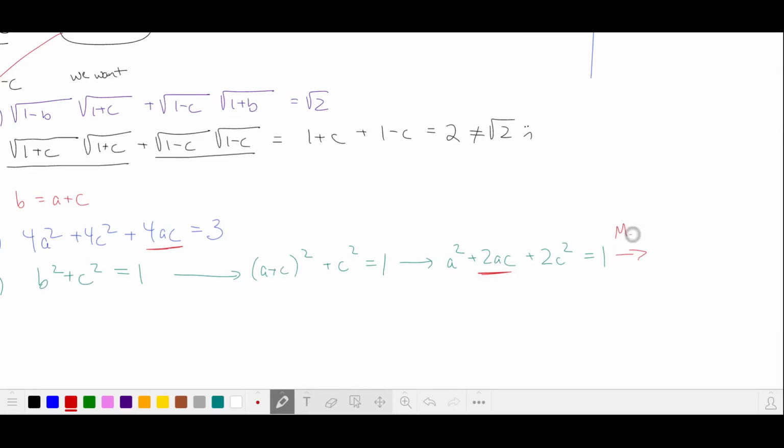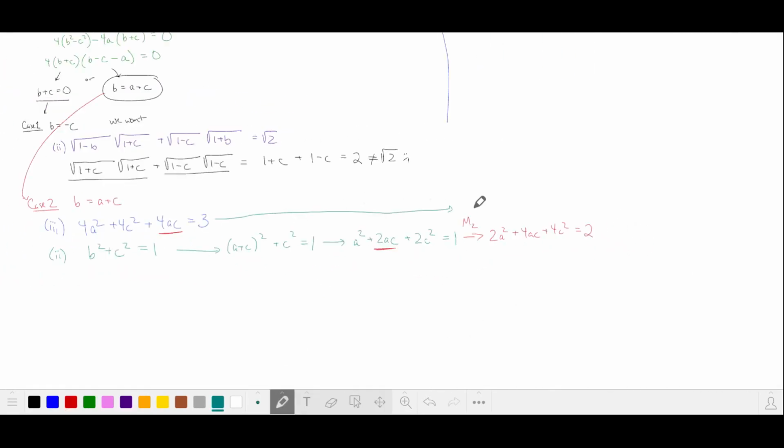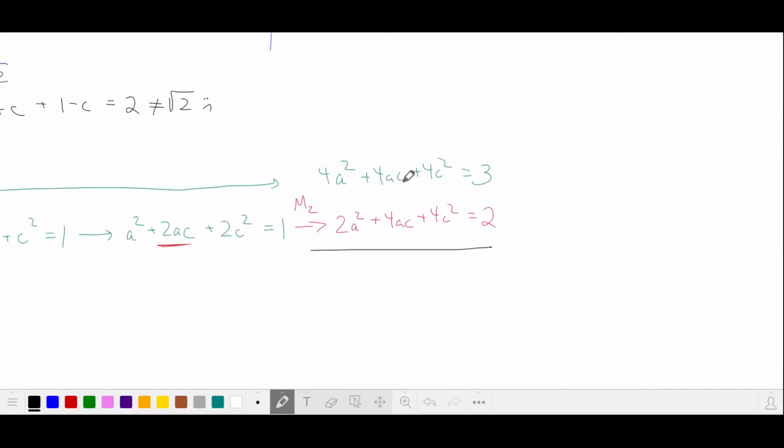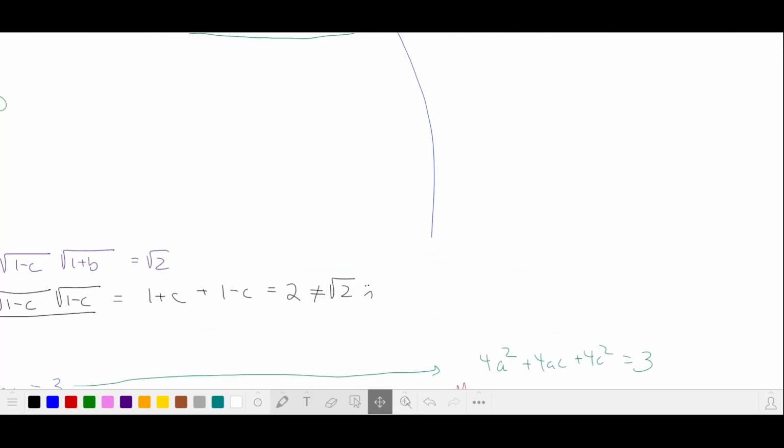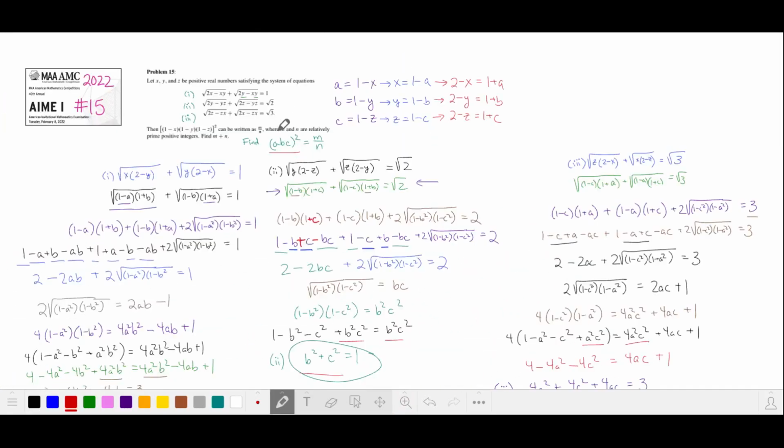Let's take this equation and multiply both sides by 2. And we'll replicate this equation over here. This is nice, because now we're going to lose 2 of our terms in both equations, and we're left with 2a squared is equal to 1, and a squared is equal to a half. Let's go back to the problem statement. This gives us 1/3 of our solution.